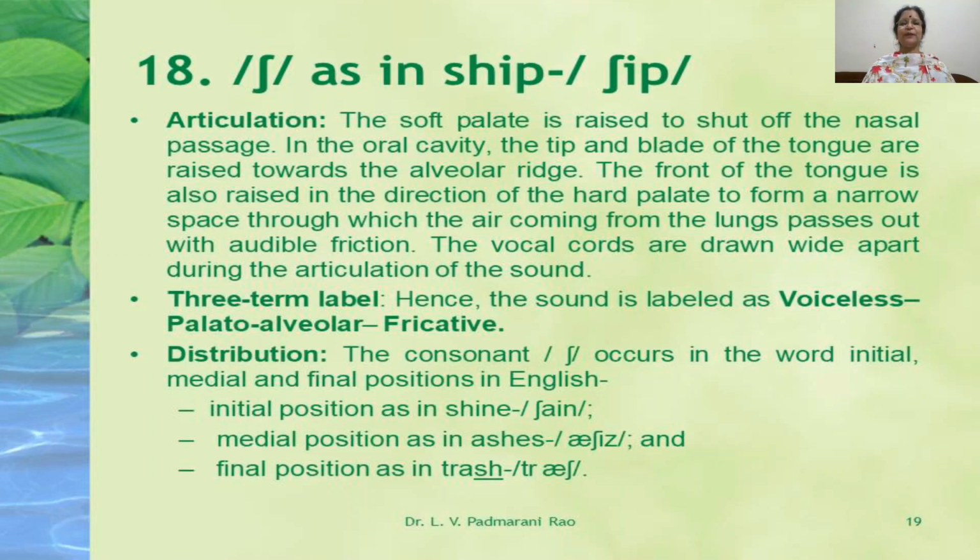Vocal cords do not vibrate when you pronounce sh, and hence it is voiceless. So the three-term label for the description of sh sound is voiceless, because the vocal cords do not vibrate, palato-alveolar. Remember, where did we get this word palato-alveolar? That's right. The affricates also are palato-alveolar, ch and j. What happens in the pronunciation of ch and j?